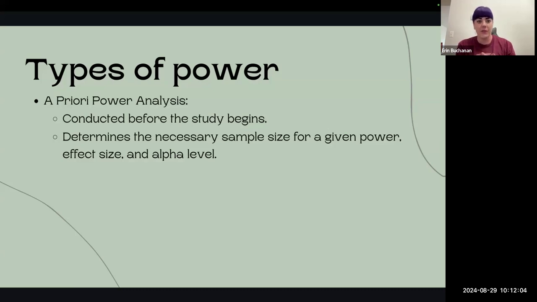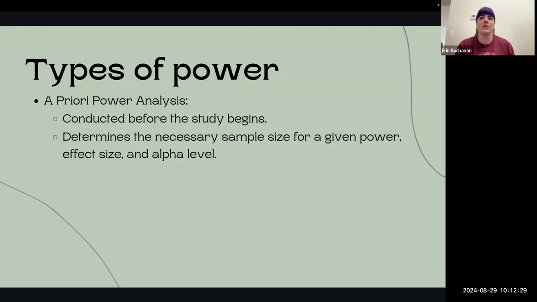Most of the time we don't change alpha. Most of the time we don't change the set power that we would like. 80% is a very popular number in social sciences. It's usually the effect size that's wrong. That's why I tell people to estimate lower. But once you get over the fact that all power analyses are wrong, it's helpful to realize that you're just doing your best guess here.